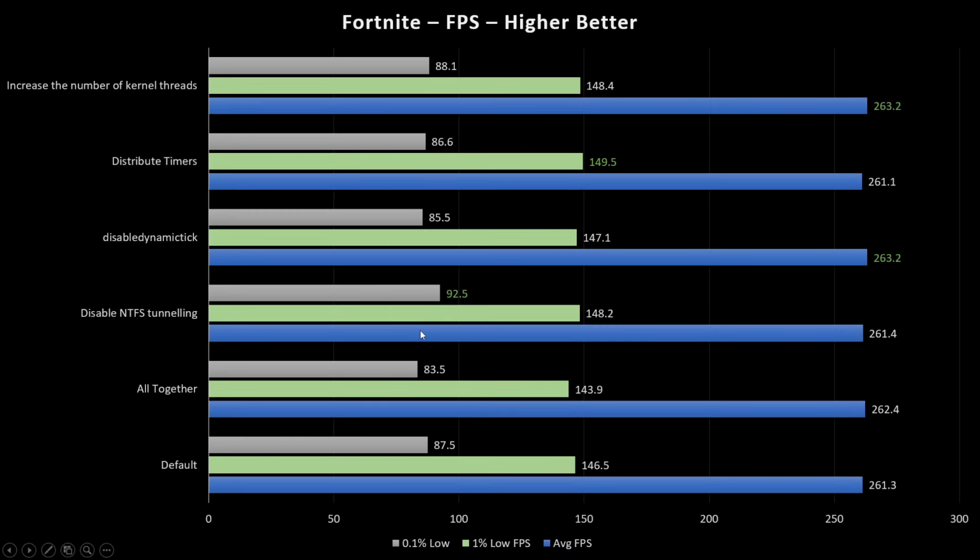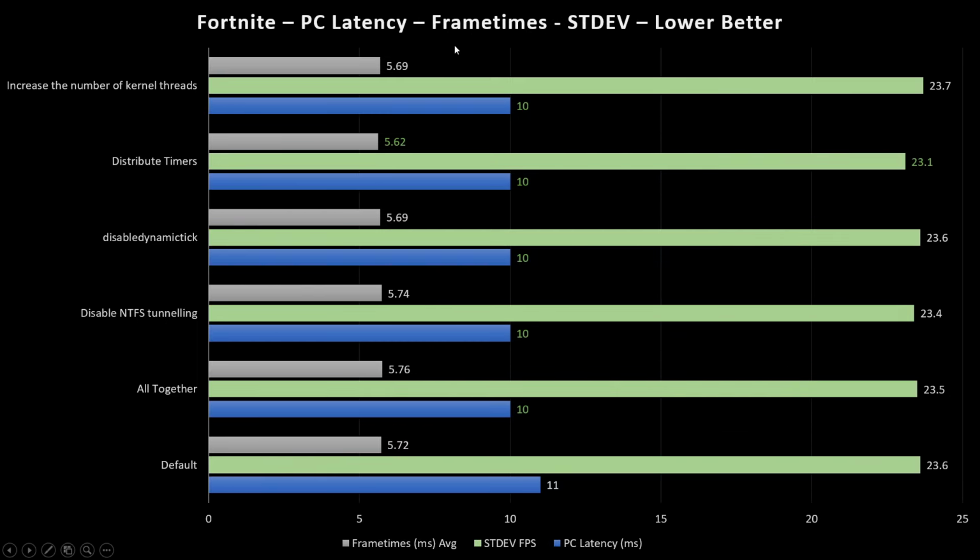In Fortnite FPS, we have some boost by disabling NTFS tunneling in 0.1% lows. We can talk about almost 10 FPS in some cases. But on the other metrics, we can say that we have some improvement. So, can we be sure we can get 10 FPS by only changing this? I don't know. The PC latency, frame times, and standard deviation are actually the same in all cases.